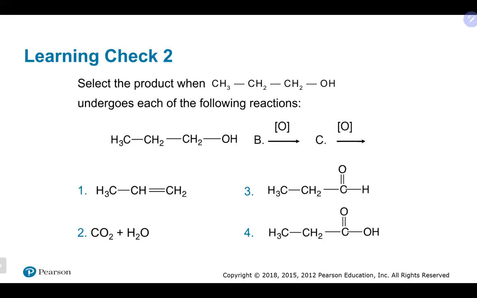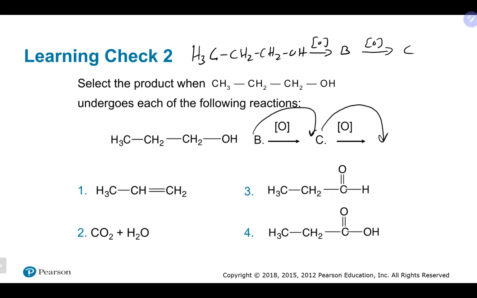All right, select the product when this alcohol undergoes both of those. I think our letters are in the wrong spots. We'll go C there and B there. How's that? There you go. All right, so we're going to take this alcohol and oxidize it twice. We're looking for both products, I think. Okay, so let's take a look and see.